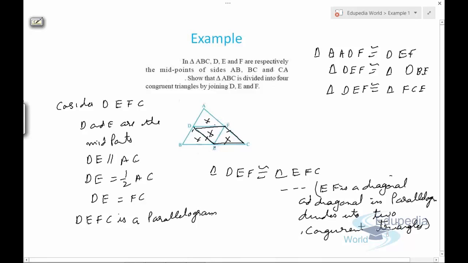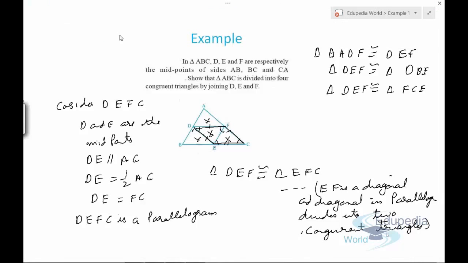So, or else we can say that this angle equals this angle, alternate angles, and this angle equals this angle, opposite angles in a quadrilateral are equal. Or we can say that this side equals this side, so opposite sides are equal in a parallelogram. So we can also prove these two triangles congruent by the ASA rule. So anyhow we can say that these two triangles are congruent.